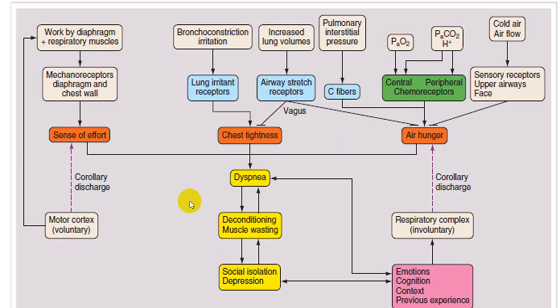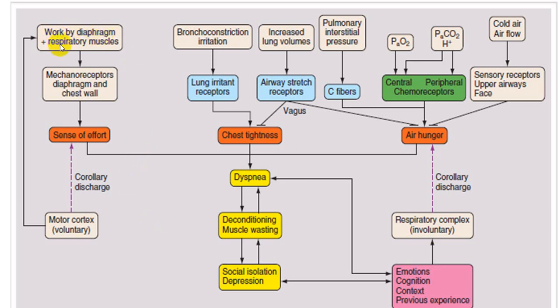If you want to go into detail, these are further in detail. Where are the mechanoreceptors, where are the J receptors, where are the stretch receptors, C fibers will be stimulated, then chemoreceptors will be stimulated. All of that is given in detail. At your leisure time, you can go through. I'll go through this one slide. This is a good slide.